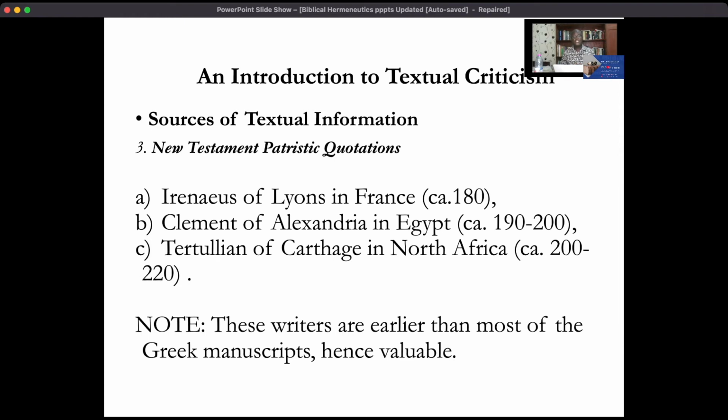The next source is what we call the New Testament patristic quotations, church fathers quotations. So we have Irenaeus of Lyons in France, around 180. He ministered. Clement of Alexandria in Egypt, 190 to 200. Tertullian of Carthage in North Africa, 200 to 220. These writers are earlier than most of the Greek manuscripts, hence valuable. So these church fathers quoted the New Testament, and these quotations can be used also to establish the exact wording of the author. If we find that these church fathers quoted a particular passage and they were all in agreement in their quotation, one can say that as early as 180, this is how the text read, and therefore what we have here is original or it's not original. And so they are valuable and we can consider them.